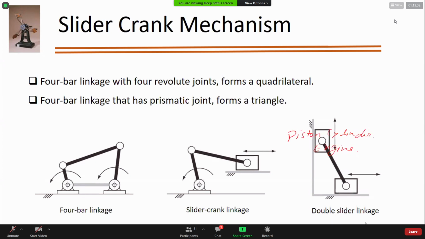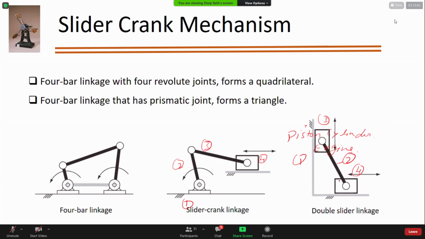This is a double slider linkage. Now what happens? This is your link 1. How will you define the links over here? One link means the fixed one, second link, third link, and fourth link. Here also you will have 4 links. One link is the fixed one, this one. Second link is, let's say, this. Third link is this slider, and fourth link is this slider. Whatever number of sliders there are, each slider you will consider a different link. Only the fixed link you will consider as one, as a base.